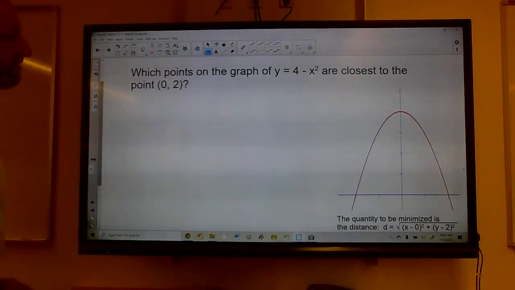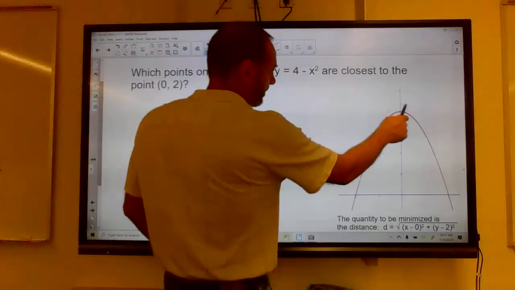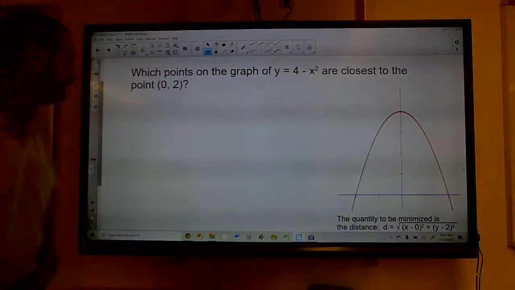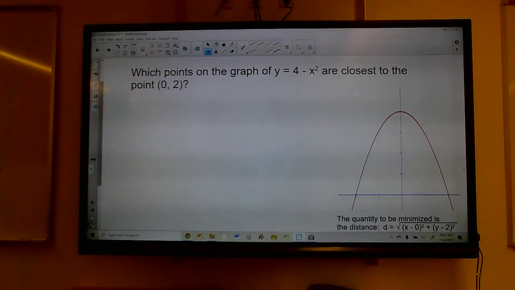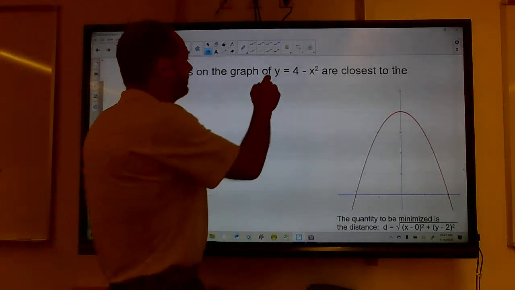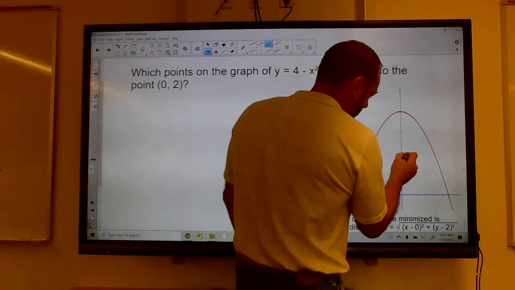Okay, here we have a graph of y equals 4 minus x squared. It's an upside down parabola right here. And what we want to do is find the points on the graph that are closest to the point (0, 2), which is right here.